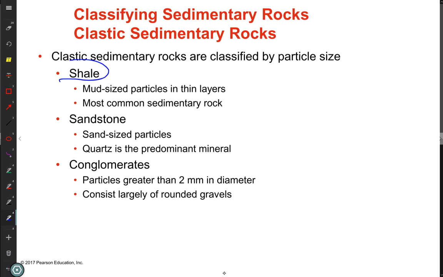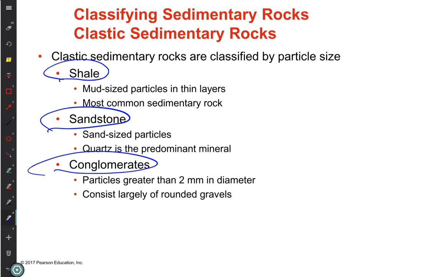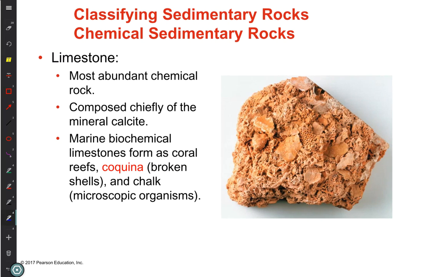Here's the different types of sedimentary rock. I listed shale, sandstone, and conglomerate. And then I listed breccia as well. So you can see here the definitions of what makes shale, what makes sandstone, what makes conglomerate. And this here is a coquina. I have to mention it because it is broken up shells.